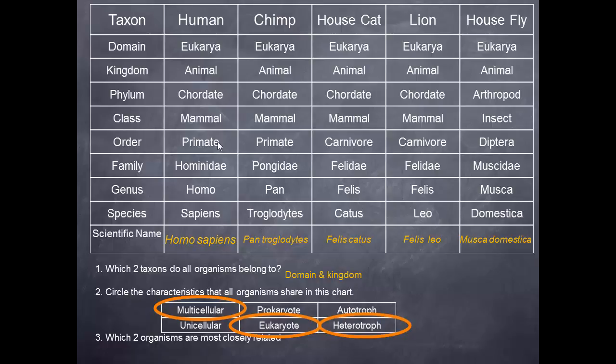Which two out of these five are most closely related? Vinny? House cat and lion. How did you know that? Because they're all the same genus. If you go all the way down the list, the house cat and the lion are almost exactly the same. They only differ in the species. They're in the same genus. Okay? Any questions about that?